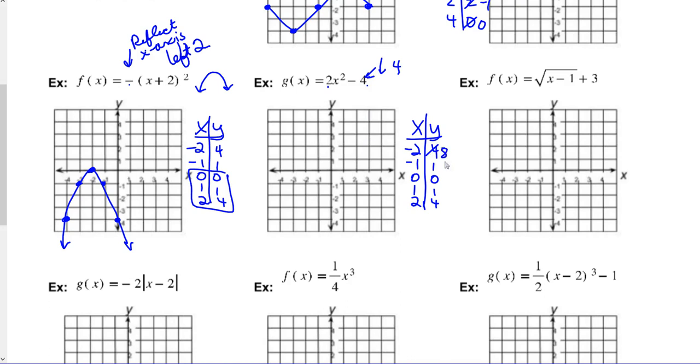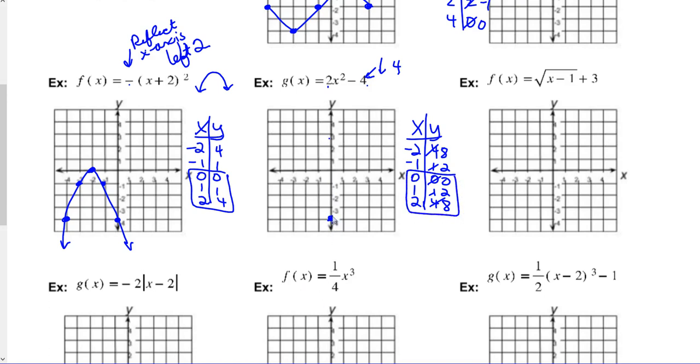So I'm going to double, make that 8, 2, 0, 2, and 8. Now, let's get our original point. There's no horizontal shift here because I don't have anything grouped with my x. So I'm going to go down 4, and that's going to give me my new point. Now, just work with these guys right here.